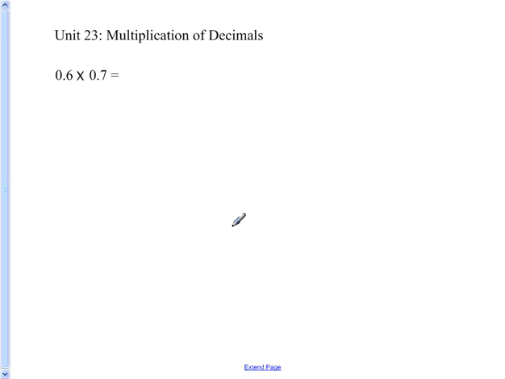Today we're going to talk about how we multiply decimal numbers. Now remember, a decimal number is really a fraction with a denominator that is always a power of 10. So when we multiply decimal numbers, we should be thinking back to how we multiply fractions. So when I see 0.6, I think of that as 6 over 10. And when I see 0.7, since the 7 is in the 10 spot, that is really 7/10.